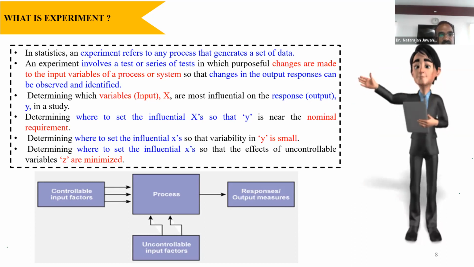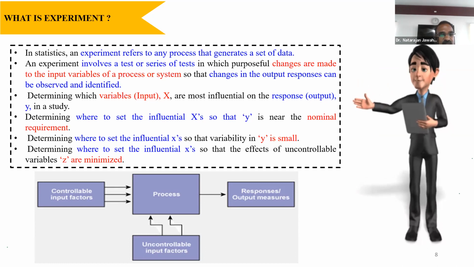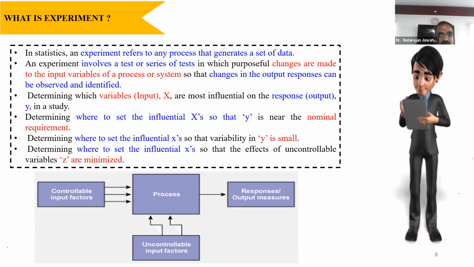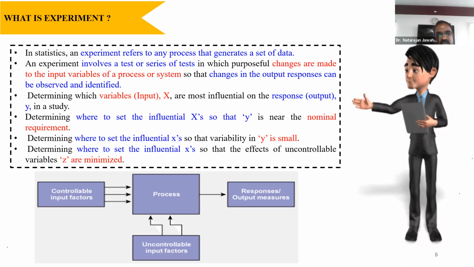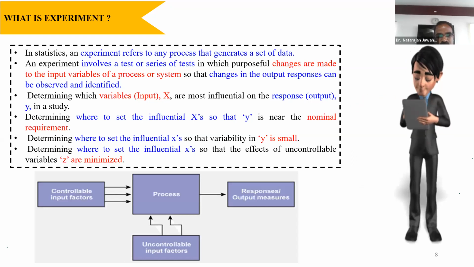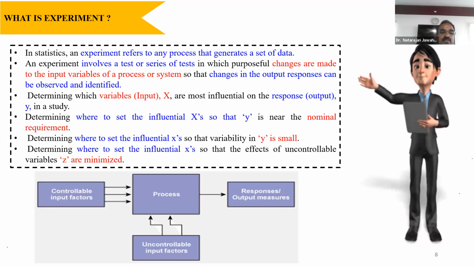Next, we can say an experiment is determining which variable, that means an input, we can say x, that is the independent variable, has the most influence on the response, that is the output, we can say y. So that is also an experiment.